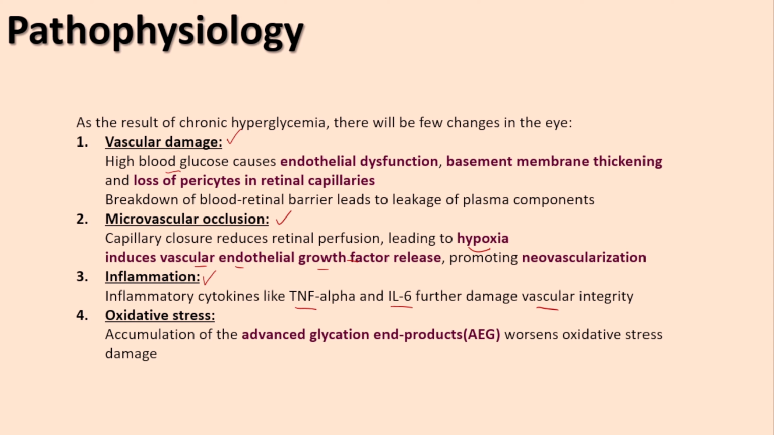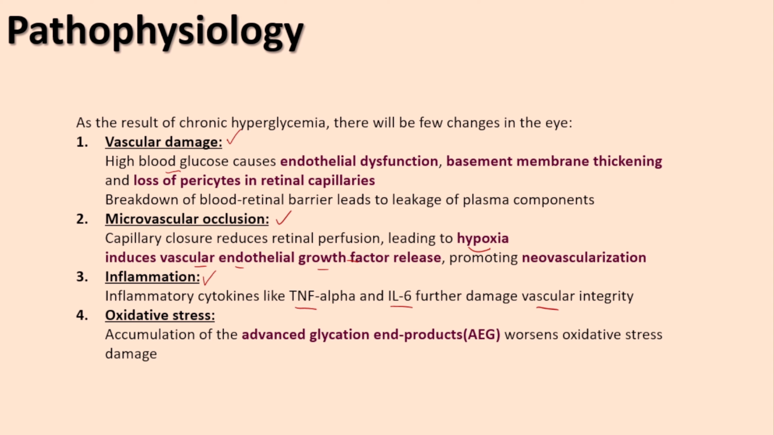So what are the advanced glycation end products? These are a family of compounds that are produced non-enzymatically. These are reactions that cause reducing sugars to react with proteins, lipids, and nucleic acids, and they cause oxidative stress.